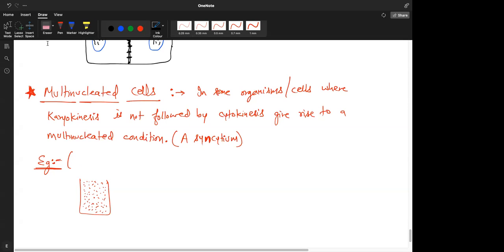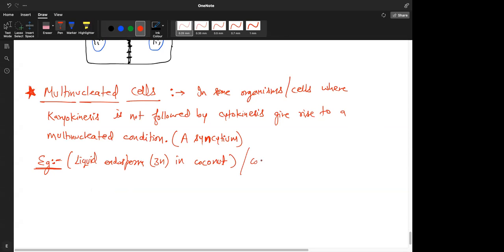So it is an example, write down. Liquid endosperm in coconut is an example of syncytium. Liquid endosperm. And each nucleus there is 3N, a triploid nucleus. So liquid endosperm in coconut, commonly known as coconut water.